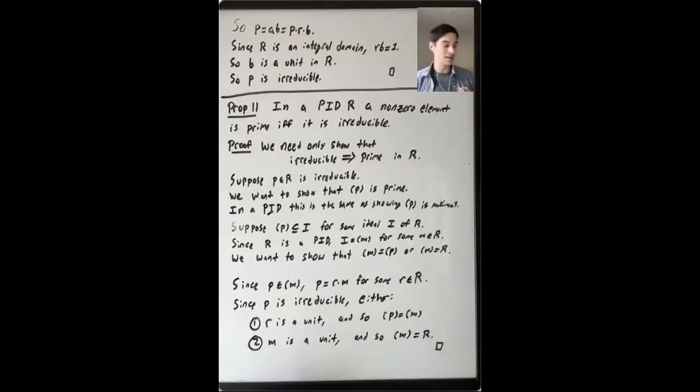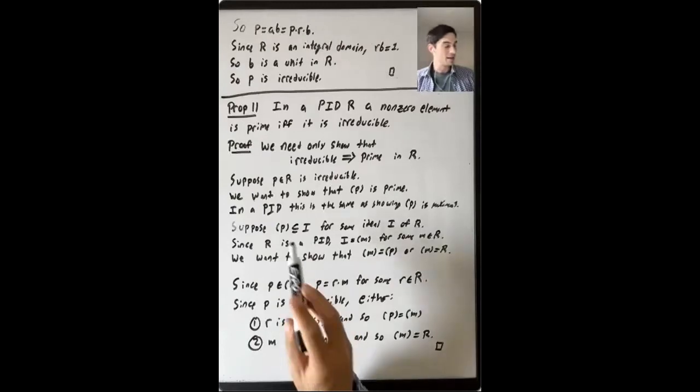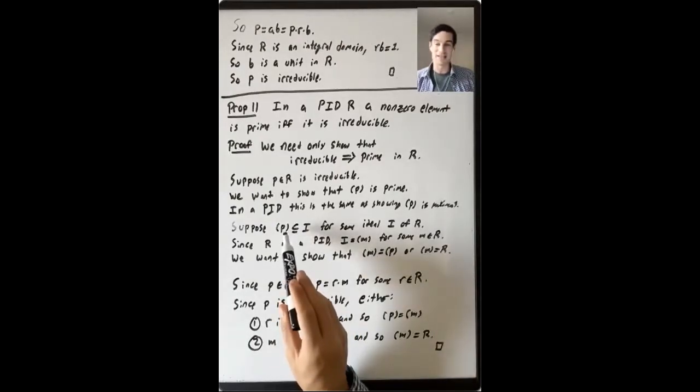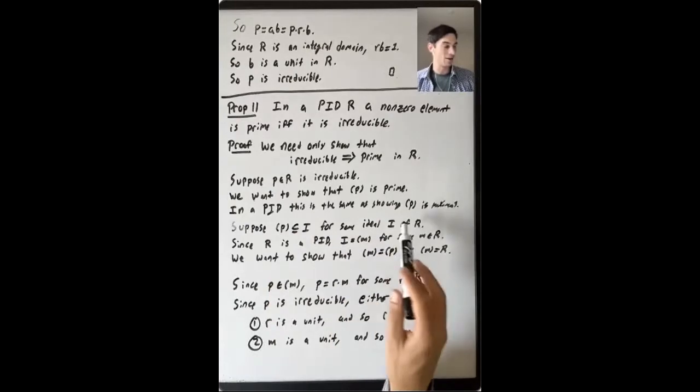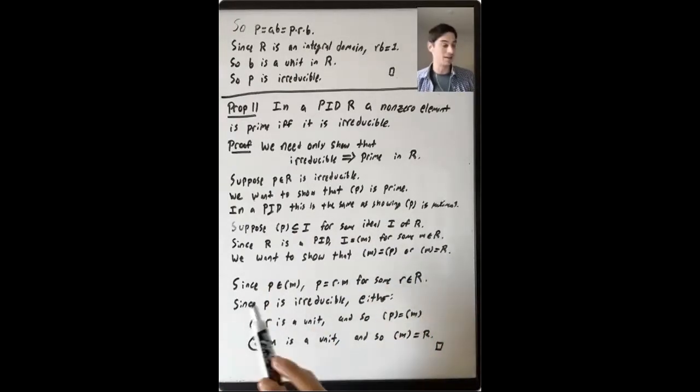So what have we seen? We have seen that the only ideals containing this ideal generated by P are the ideal generated by P and the whole ring itself. Therefore, this is a maximal ideal, which means it's a prime ideal. So this irreducible element P is a prime element.